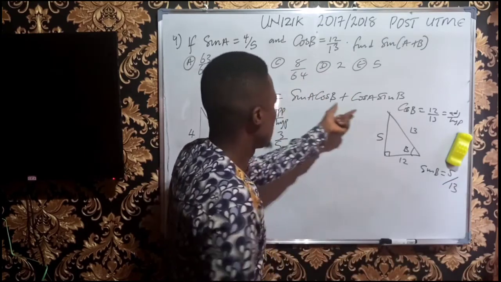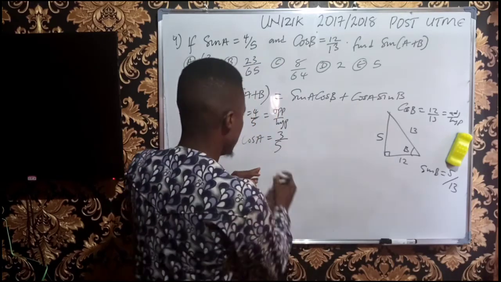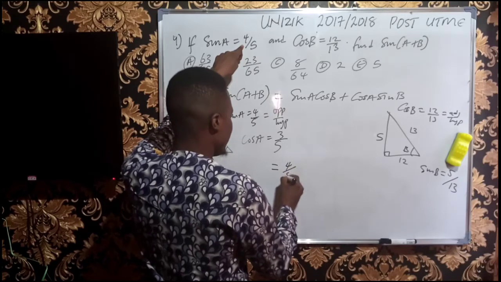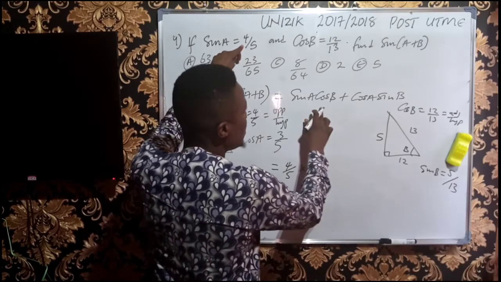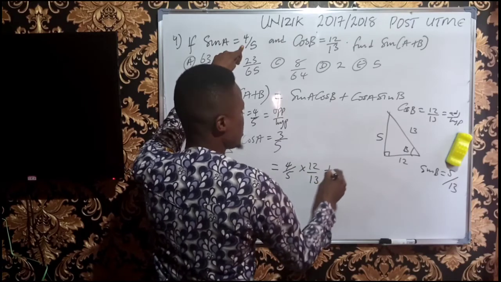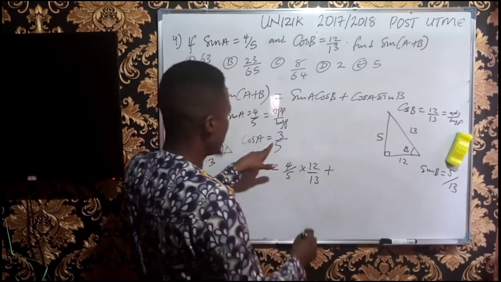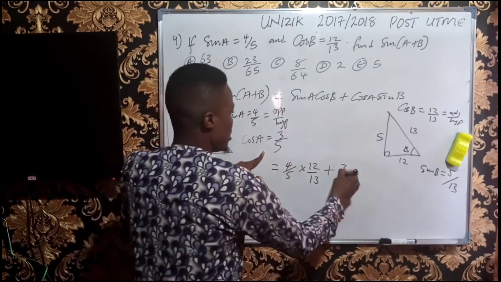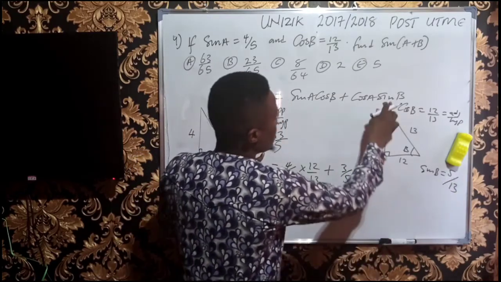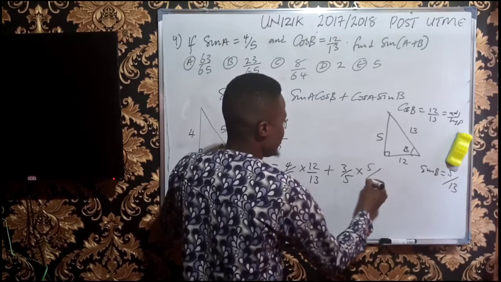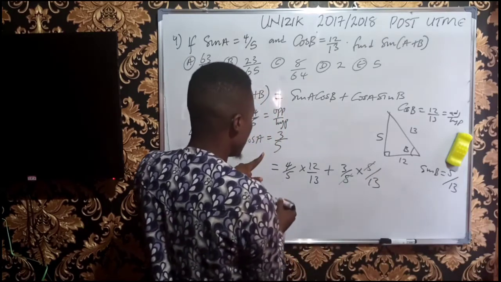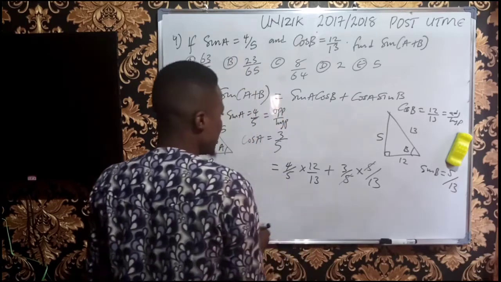This is just what I'm going to plug in here, and I will get my answer. So, sine A is 4 over 5, times cos B, which is given as 12 over 13, plus cos A, which is 3 over 5, as you can see, times sine B, which is 5 over 13. The 5 cancels 5, and here nothing else can divide.